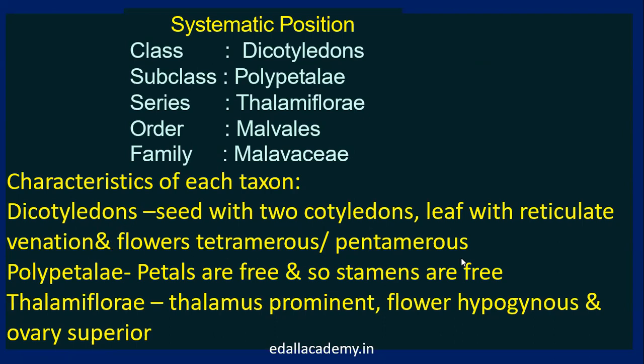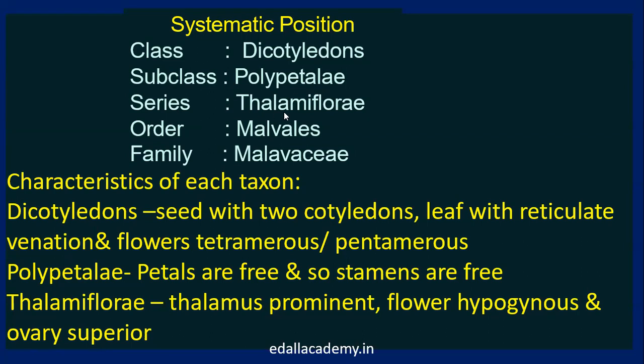Flowers are tetramerous or pentamerous. What do you know about tetramerous? Tetramerous means the calyx consists of 4 sepals and the corolla consists of 4 petals. If the calyx consists of 5 sepals and the corolla consists of 5 petals, it is called pentamerous. So these are all general characteristic features of dicotyledons. Followed by subclass Polypetalae. Polypetalae means petals are free. So stamens are free. All these plants are placed under subclass Polypetalae.